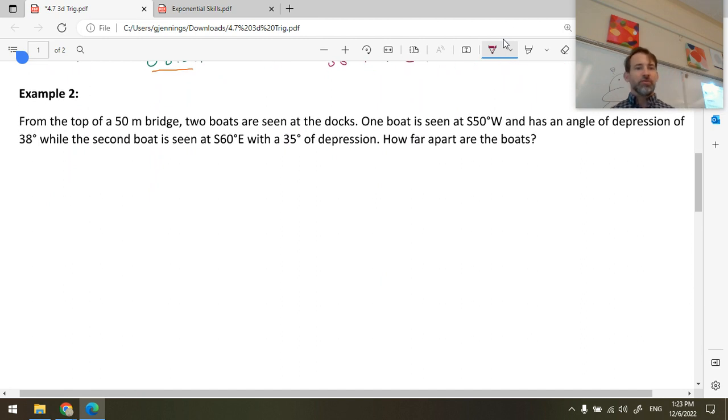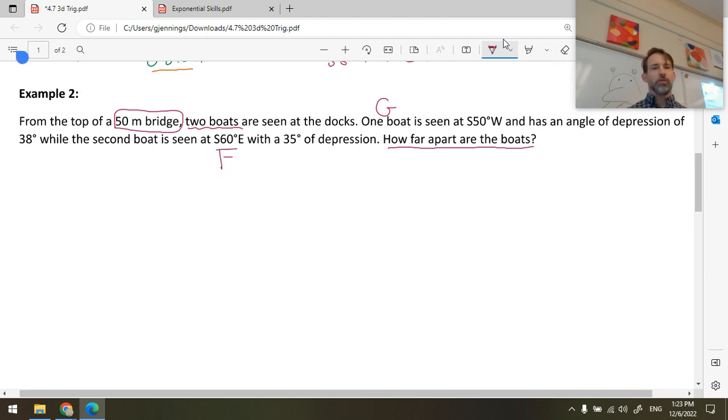So from the top of a 50-meter bridge, okay, when I'm going through a word problem like this, I might highlight these types of things, like a 50-meter bridge. That's an important thing. Oh, we're going to have two boats, I bet. What are we looking for? We're looking for how far apart the boats are. Okay, one boat. Well, what should we call this boat? George? Okay, boat G. And then the other boat? Second boat? Fernando. I was thinking F as well.